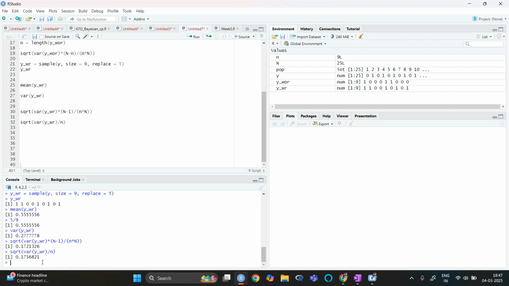So that's why we say that n minus 1 and n will become closer. Right now n is 25, so 24 by 25 is 0.96, so almost 1. When it increases, let's say 1000 by 1001, then it will become even closer to 1. So after a time it is not needed to write n minus 1 upon n when we are doing with replacement. Okay.